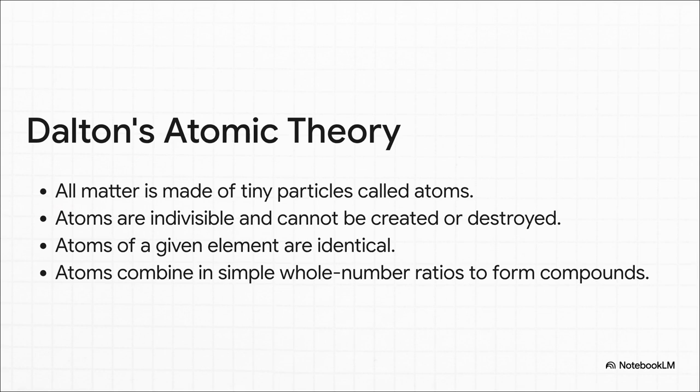Dalton's theory was an absolute game-changer. He proposed a few simple but incredibly powerful ideas. 1. All matter is made of tiny particles called atoms. 2. He thought they were indivisible, the smallest possible thing. 3, and this is crucial, all atoms of a specific element, like, say, gold, are perfectly identical. And 4, they combine in simple, predictable ratios. This was the first time anyone had a real, testable blueprint for how chemistry works.